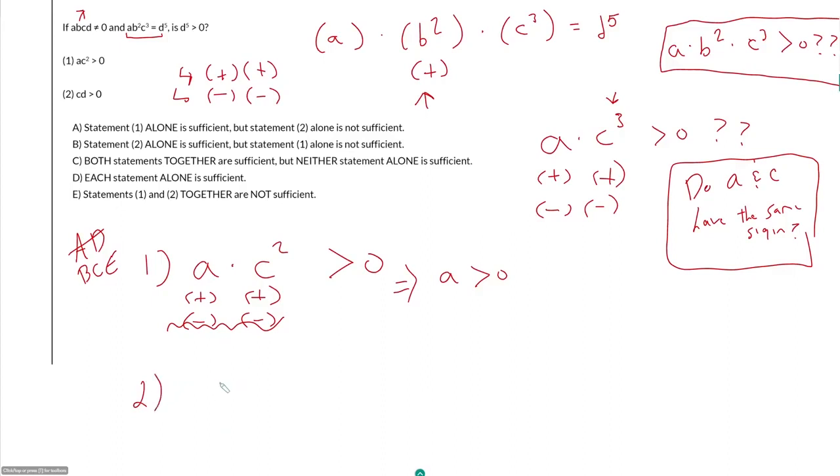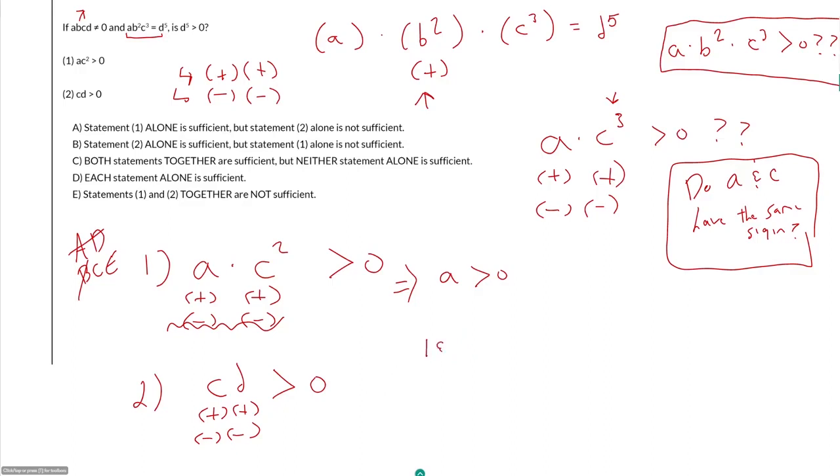Statement 2 says c times d is greater than 0. So what does this mean? Off the bat, you can say this is going to be insufficient, because I need to know information about a and c, and at most it looks like this is going to tell me something about just c. My only options here are c and d are both positive, or they're both negative, but I don't know anything about a. And so Statement 2 is going to be insufficient.